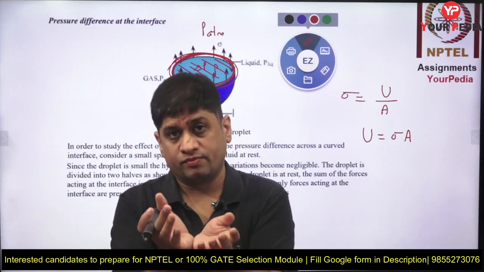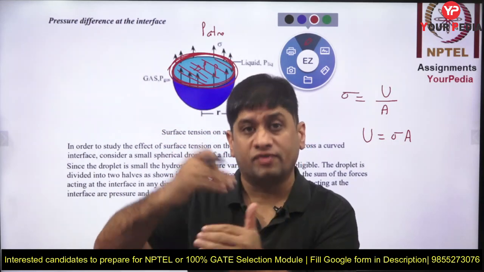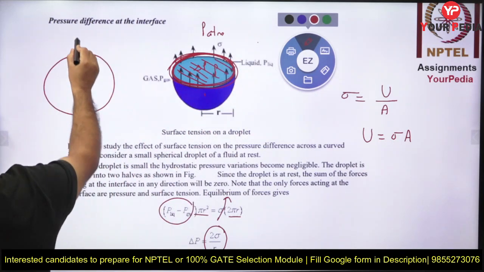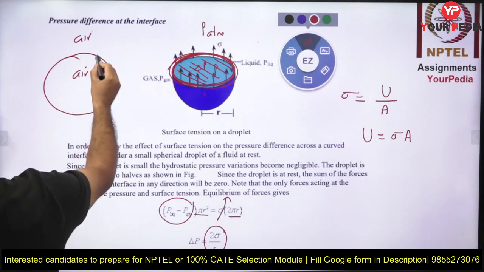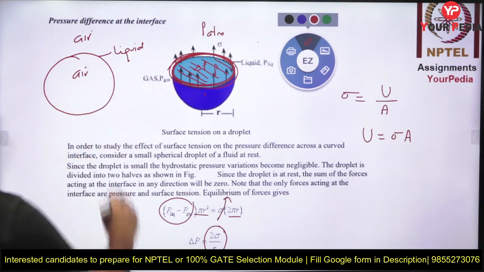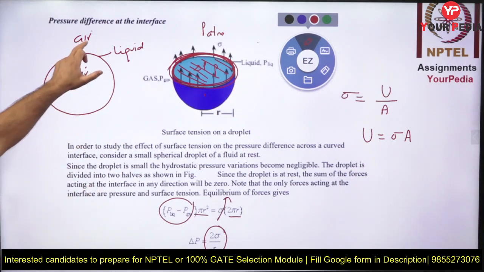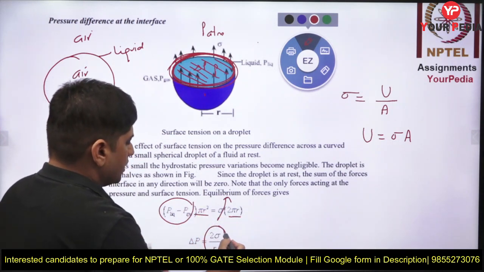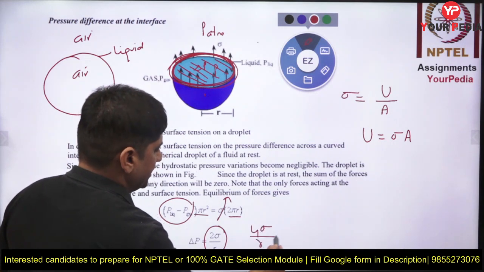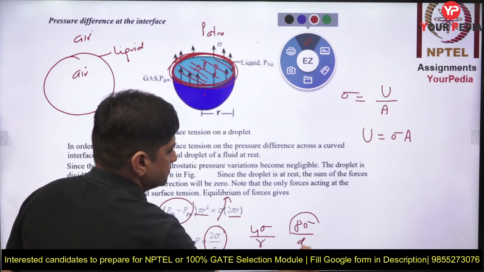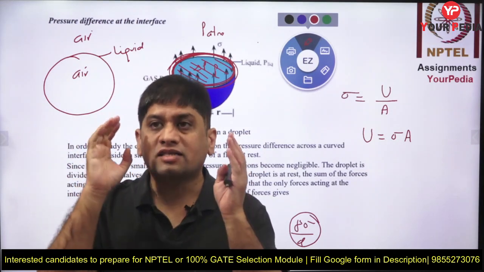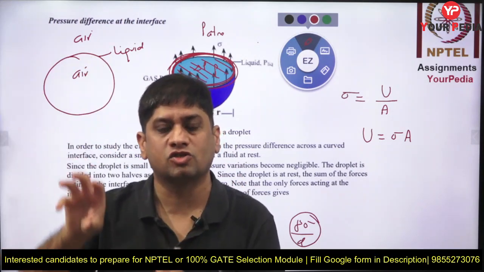If it is a soap bubble, there are two surfaces. Because this is the liquid, this side is air. In a soap bubble there is air inside also, and this is the liquid. So how many interfaces do you get in the soap bubble? You get two interfaces, air-liquid and liquid-air, and hence the surface tension force will be double. So if the surface tension force is double, excess pressure will be 4 sigma over radius or 8 sigma over d. So for the soap bubble, excess pressure is 8 times the surface tension over diameter.